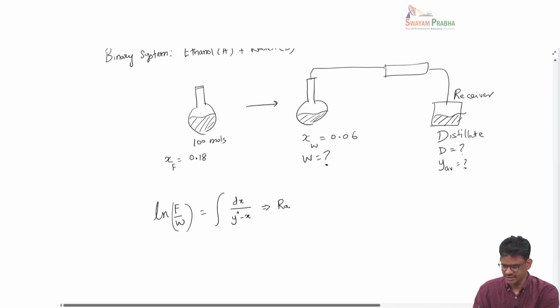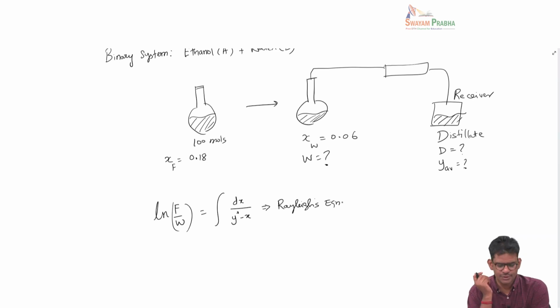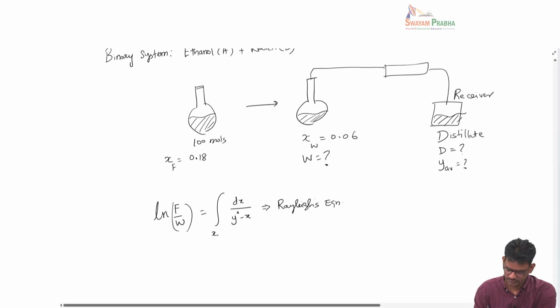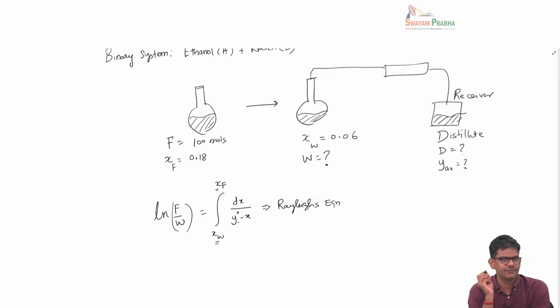So this is actually Rayleigh's equation, and then if you have a constant relative volatility, you can go further and get an analytical expression instead of doing this integral numerically. So you can see that the known quantities are: F we know, W we do not know. The limits XW and XF both are known, but we need to do this integral. Okay, so for this we need VLE data.